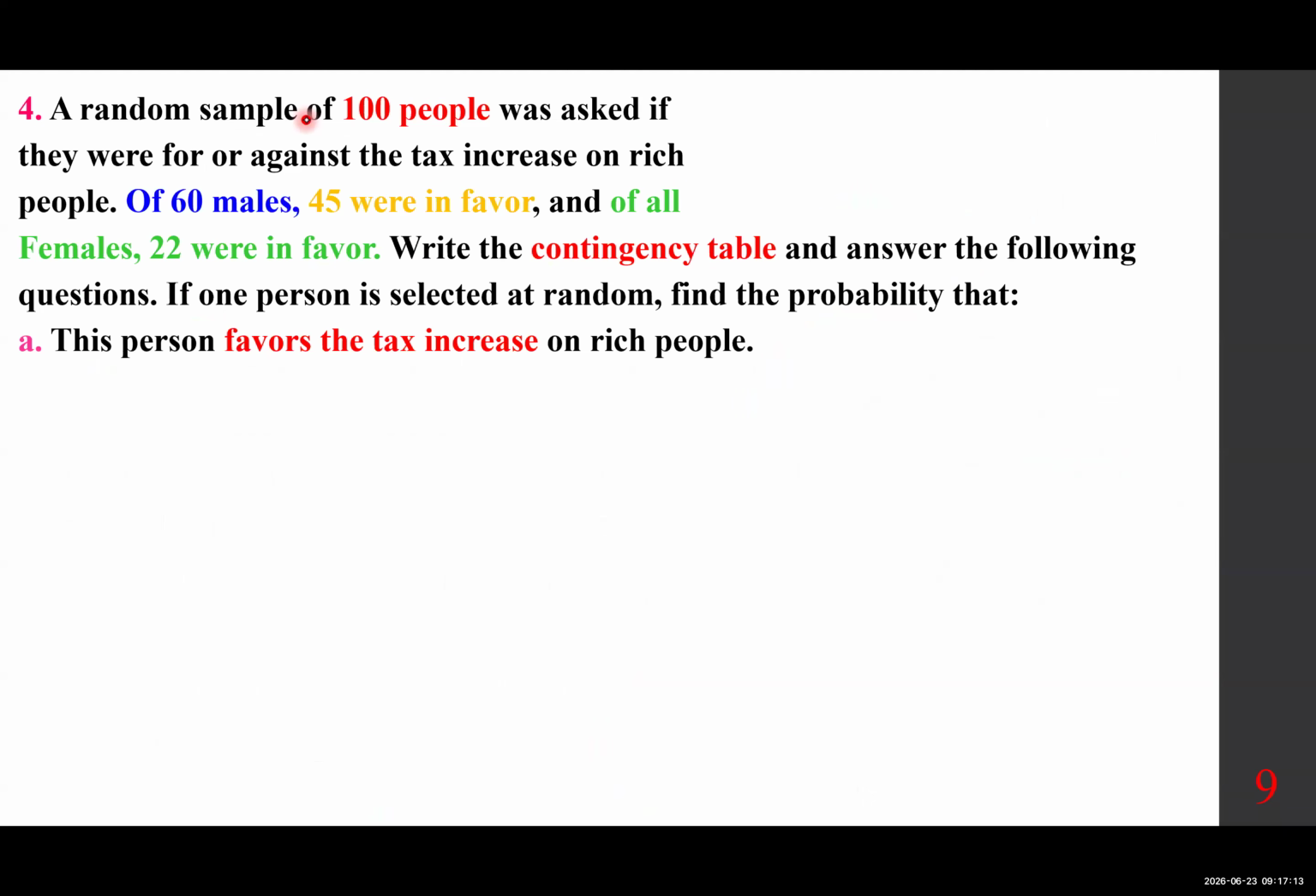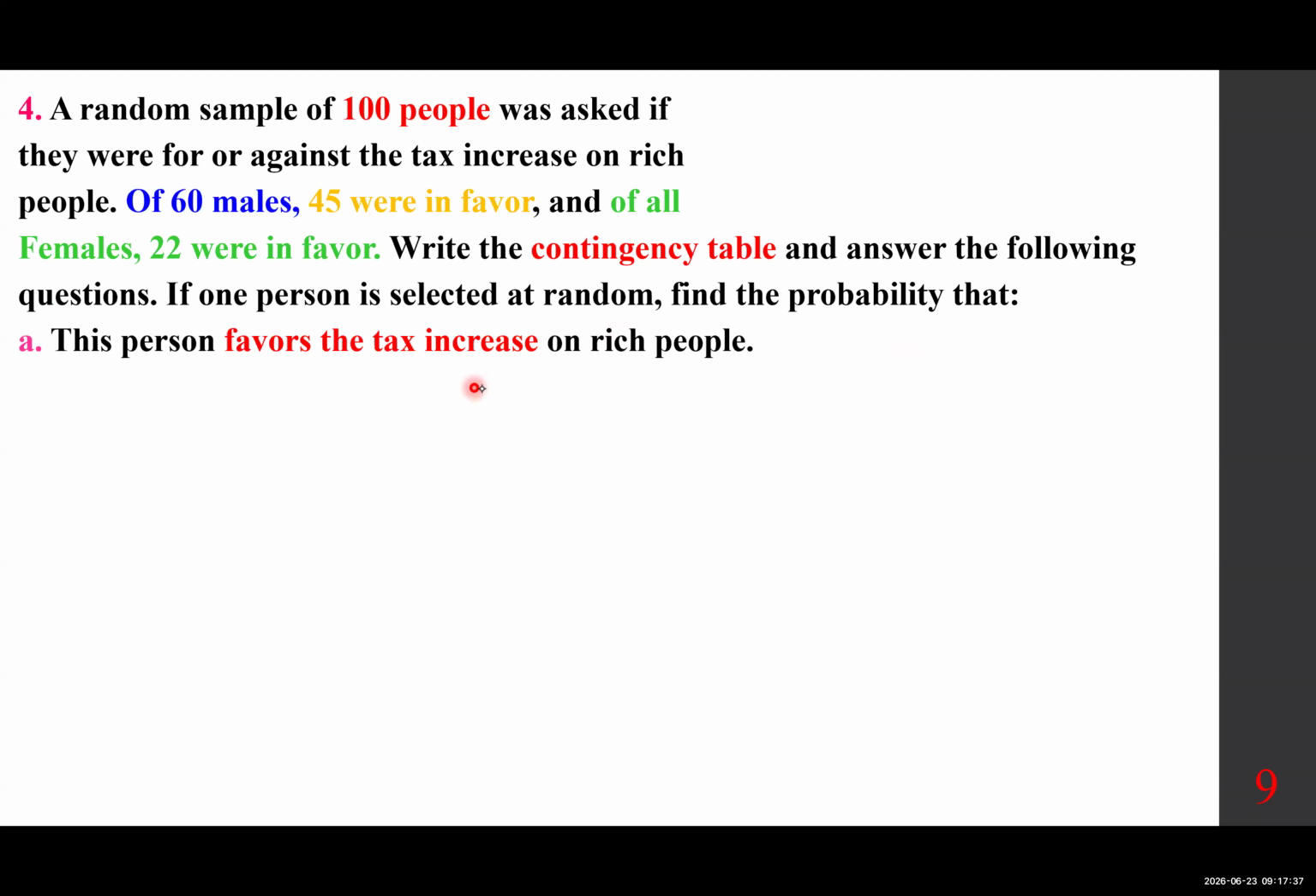A random sample of 100 people was asked if they were for or against the tax increase on rich people. Of 60 males, 45 were in favor, and of all females, 22 were in favor. Write the contingency table and answer the following question. If one person is selected at random, find the probability that this person favors the tax increase on rich people.